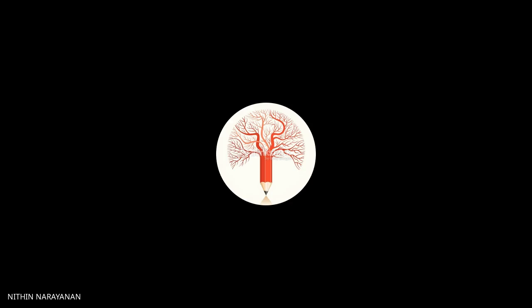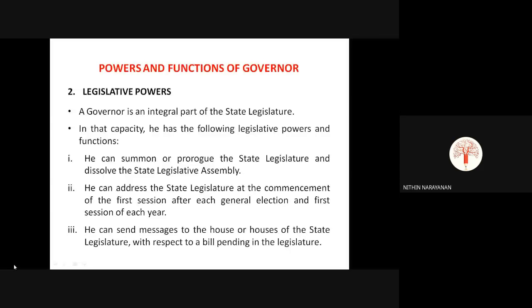These are based on the constitution. But in Kerala, കേരളത്തിന്റെ വലുപ്പം കുറവ് കാരണം there are only 19 ministers and there is no such council and there is no such cabinet. എല്ലാവർക്കും cabinet പദവി തന്നെയാണ് ഉള്ളത് കേരളത്തിലെ മിനിസ്റ്റേഴ്സിന്. So the other legislative powers are he can send message to the house of the state legislature.